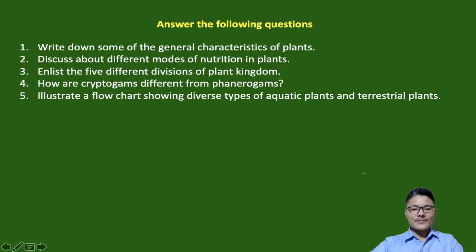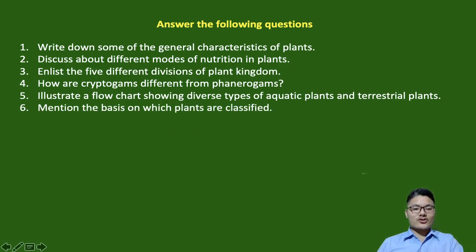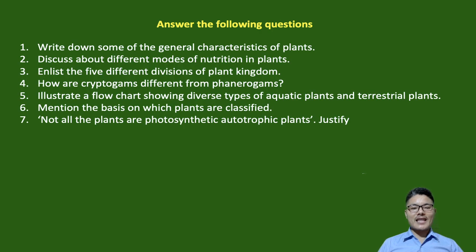Right? And the sixth question asks you to mention the basis on which plants are classified. And this last question requires you to justify. That question is asking you to give reasons why not all plants are photosynthetic autotrophic plants.